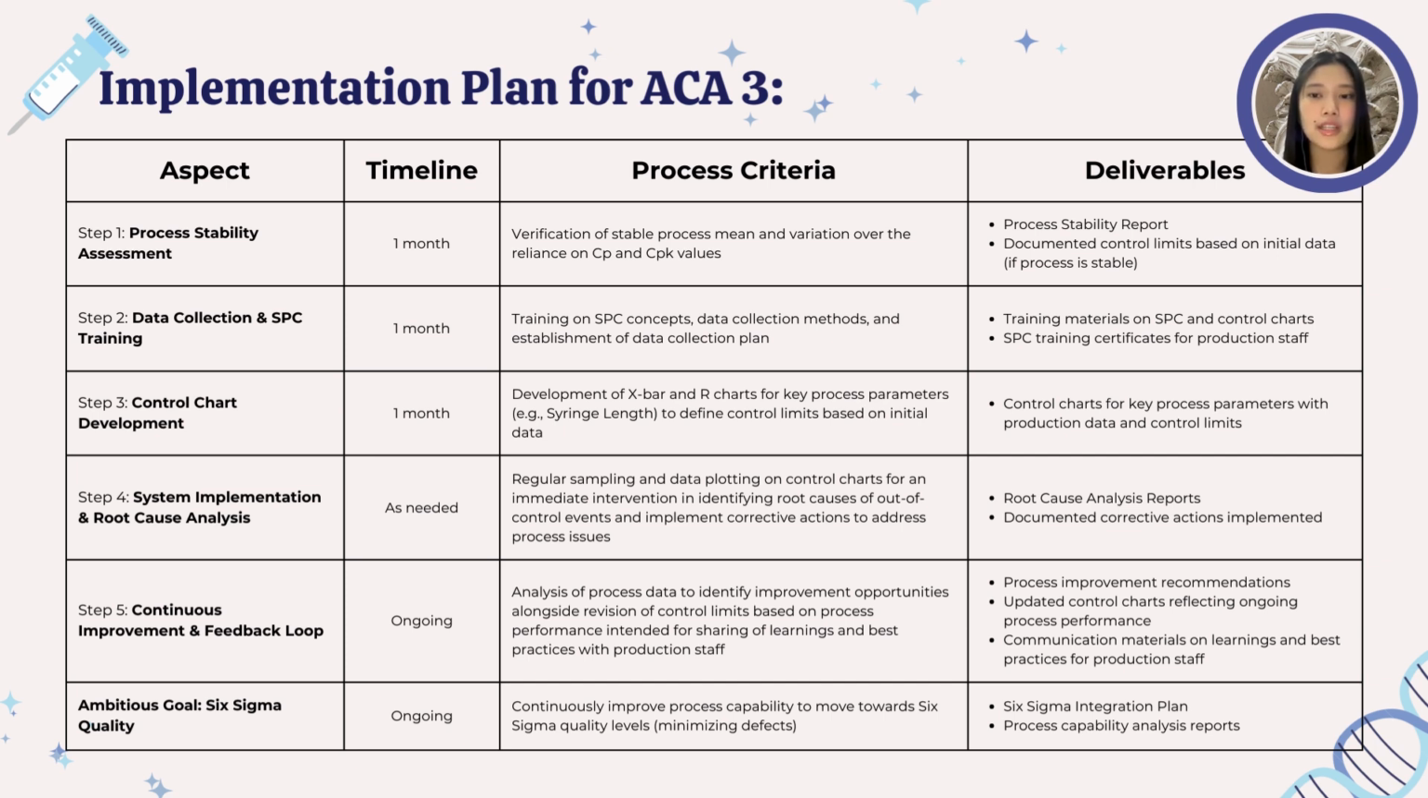Step 4 focuses on continuously monitoring the process through control charts. Production data is regularly collected and plotted, allowing for immediate investigation whenever a data point falls outside the control limits. This triggers a root cause analysis, or an RCA, to pinpoint the underlying issue. Appropriate corrective actions are then implemented to address the root cause and prevent similar problems in the future. All RCA findings thus are to be documented in reports for future reference.